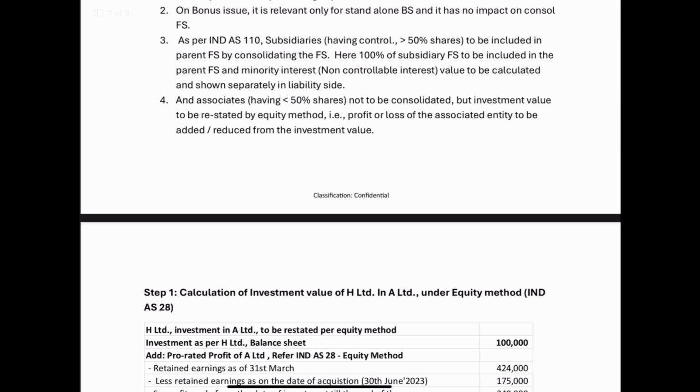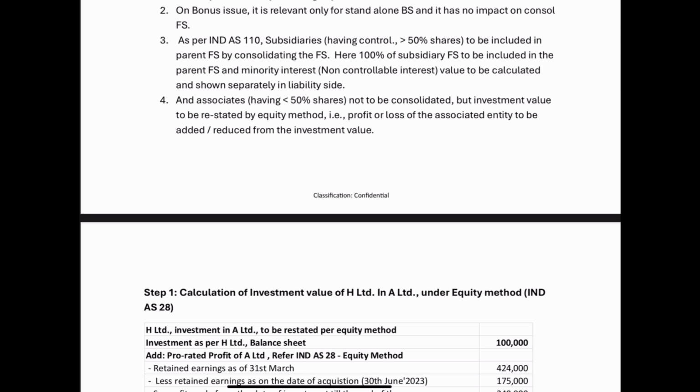Okay, so that's one. And the fourth important point is that in case the entity holds less than 50% of shares, then it is not called a subsidiary company, it's called an associate company. So the entity does not have full control over the associate company. Okay, so in this case, line by line consolidation is not required. Instead, you have to refer to IND AS 28, which covers how the investment of the parent company in its associate company is accounted under the equity method. So you have to follow the equity method.